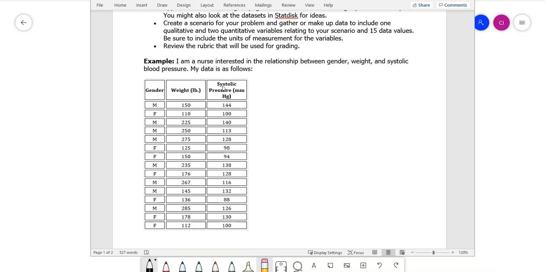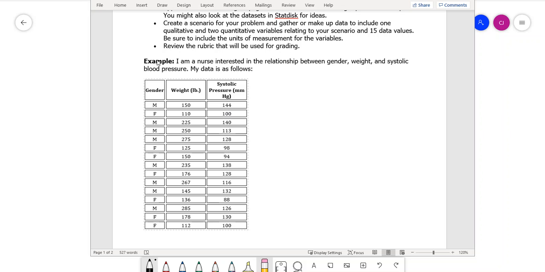And then systolic pressure, millimeters of mercury. The values are 144, 100, and so on. We see these are typical systolic blood pressures. And so they're, again, numbers because they're representing amounts. These things differ by an amount of pressure on the artery walls.